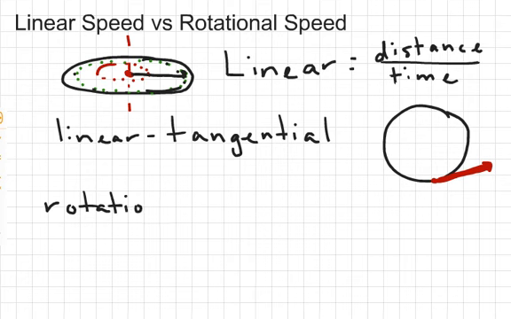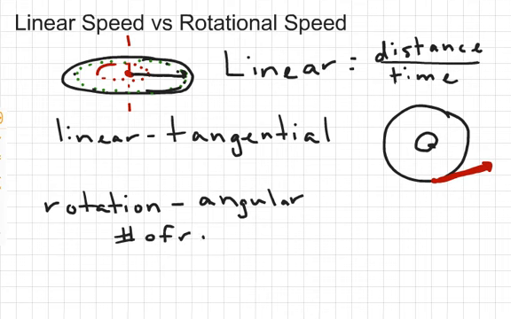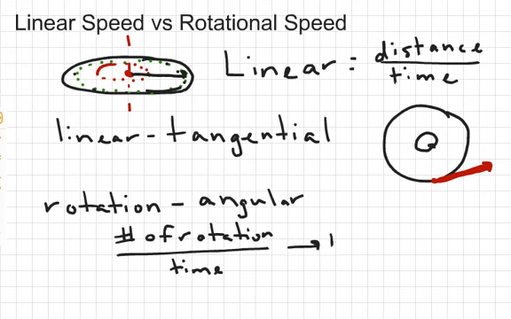Rotational speed is also known as angular speed. Angular because, being a circle, we can actually divide it into 360 degrees worth of angle. So all parts of that CD rotate about their axis in the same amount of time. So this rotation is usually considered the number of rotations per unit of time. So this rotational or angular speed is often expressed in units of RPMs. RPMs just means revolutions per minute.